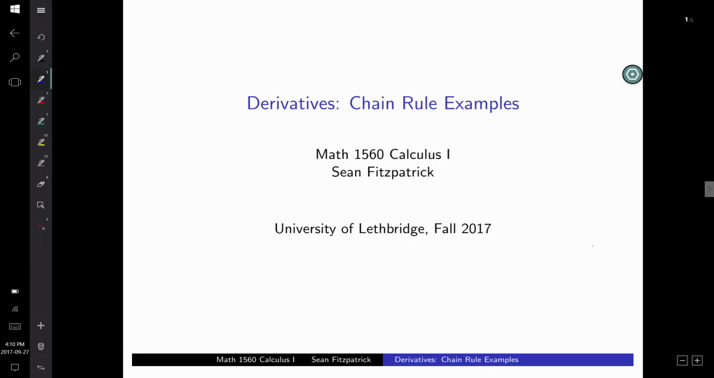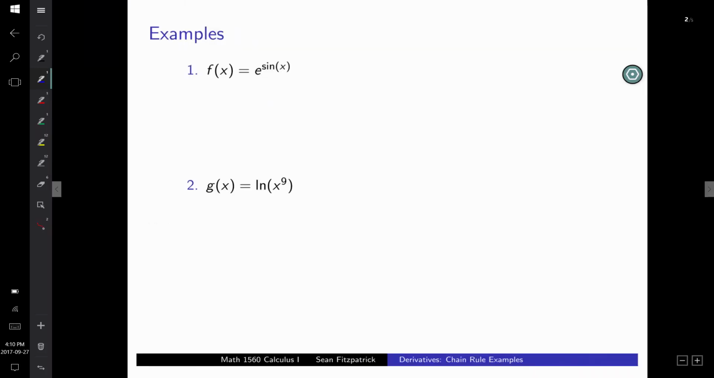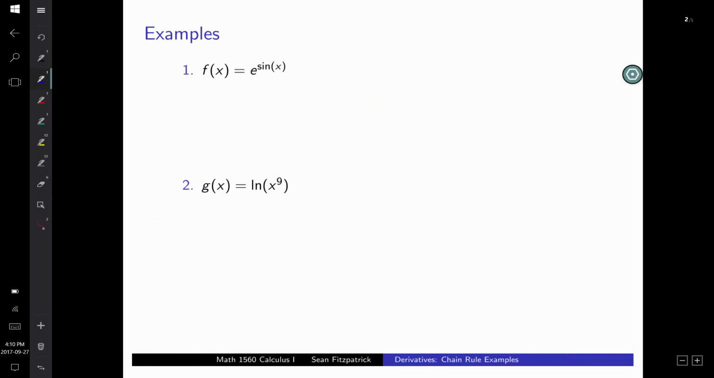Okay, so this second video on the chain rule follows on the one we just did where we introduced the chain rule. We looked at a couple of basic examples, and in this video we're going to look at a couple more examples where we make use of the chain rule. Okay, so here's our first example.